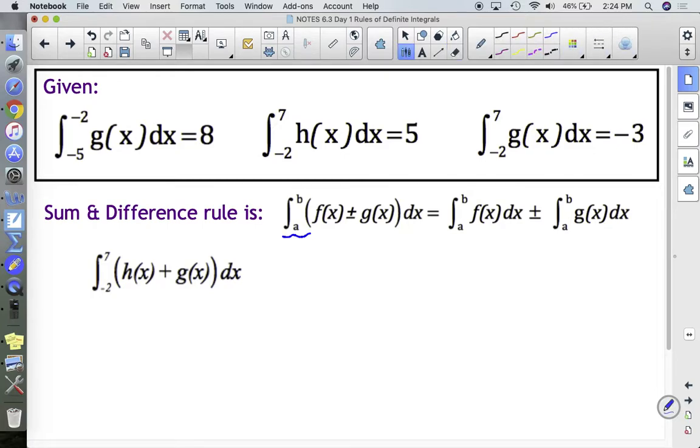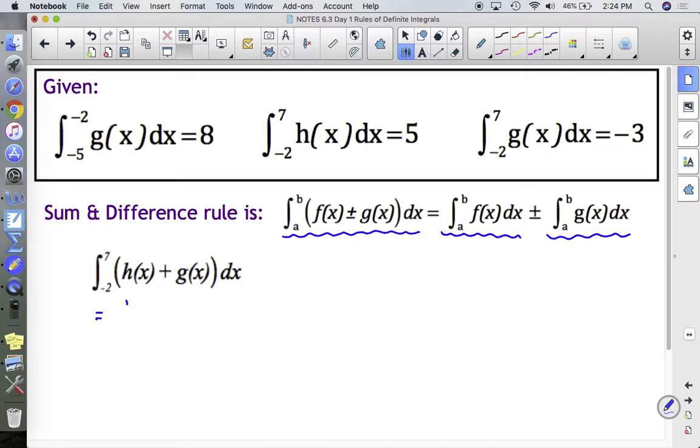So it's saying if you want to know about the sum or difference, polynomials fall under this rule. So think of x squared plus 2x being two separate functions. We can see what happens to the first function on area under the curve, that first integral, and then add or subtract, depending on what the original equation says, what the second one does. So we've got the question of what's the integral from -2 to 7 of the sum of h of x plus g of x, and I don't have that in the given box.